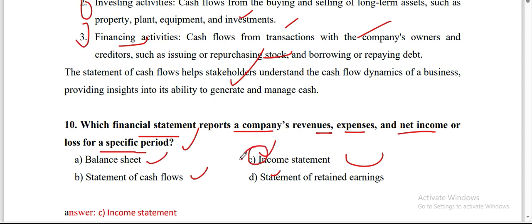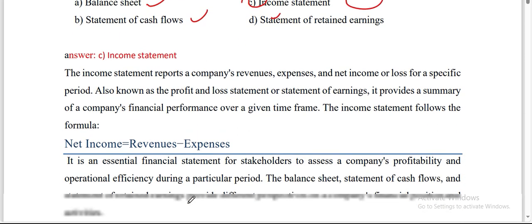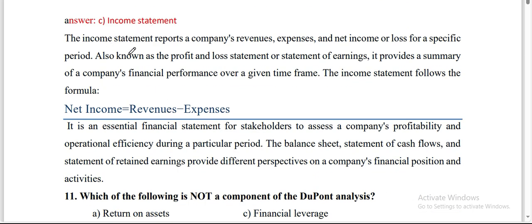The financial statement that reports a company's revenue, expenses, and net income for specific periods is known as the income statement. We will see some descriptions. The income statement reports a company's revenue, expenses, and net income or loss for specific periods, also known as a profit and loss statement or statement of earnings. It provides a summary of a company's financial performance over a given time frame.